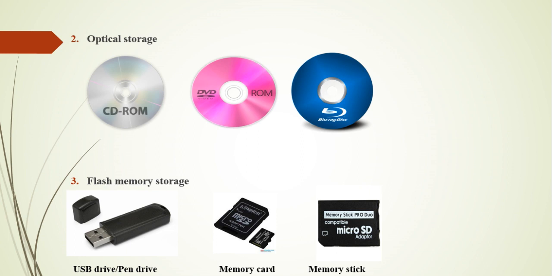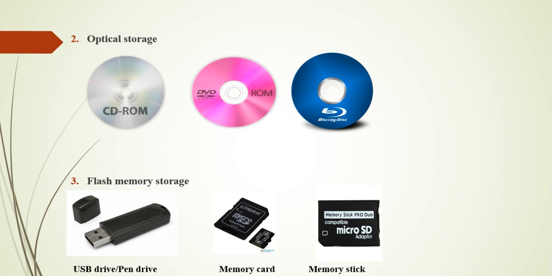The next media is flash memory. These storage devices have now replaced both magnetic and optical storage devices. They are easy to use, portable, and easily available and accessible. They have become a cheaper and more convenient option to store data. Some examples of flash memory storage are USB drive or pen drive, memory card, and memory stick.